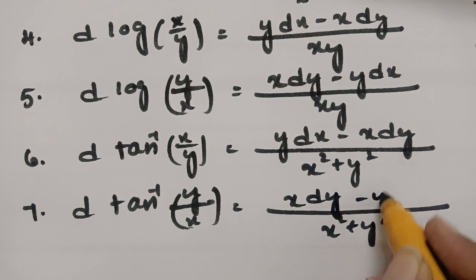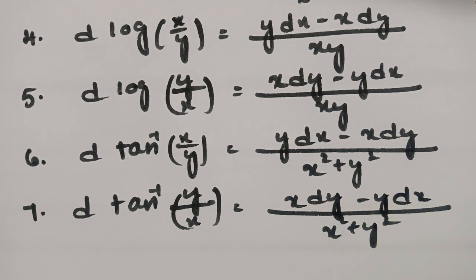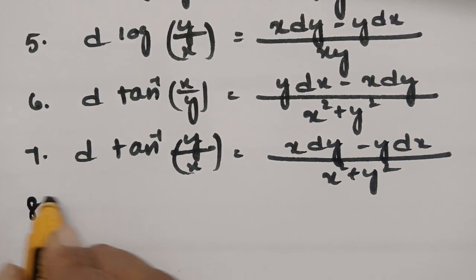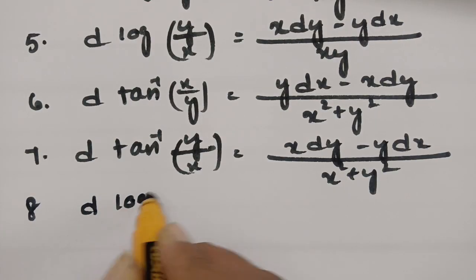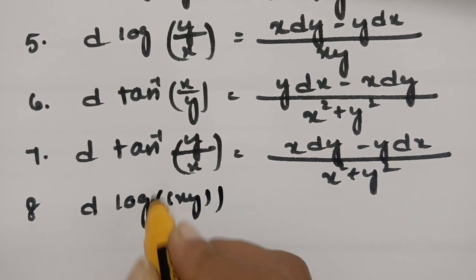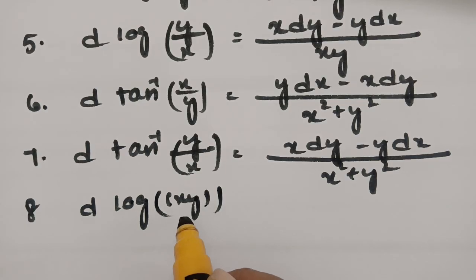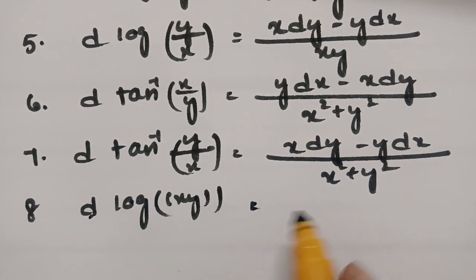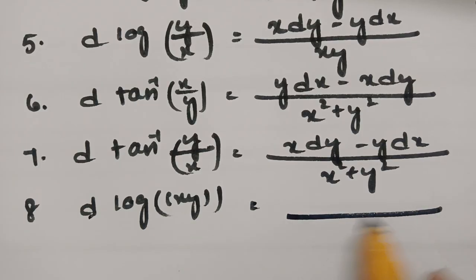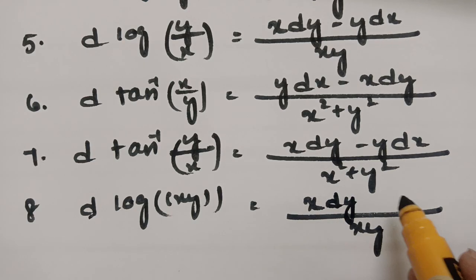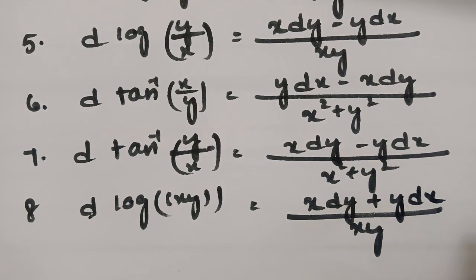x dy minus y dx. Clear? And the next value here is the derivative of log of xy. If it is a derivative, there is no fraction, and there is a log, remember, the derivative of log x is 1 by x. So here, in place of x there is xy. So you leave x and make a derivative for y, and the next one plus, we leave y and make a derivative for x. And this is the easy way to remember.